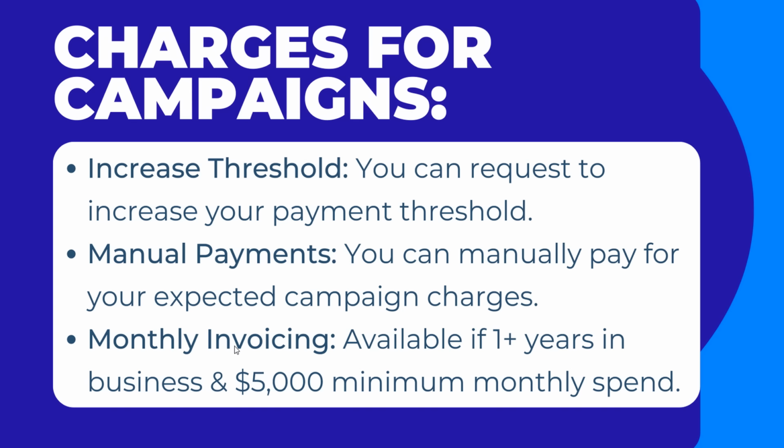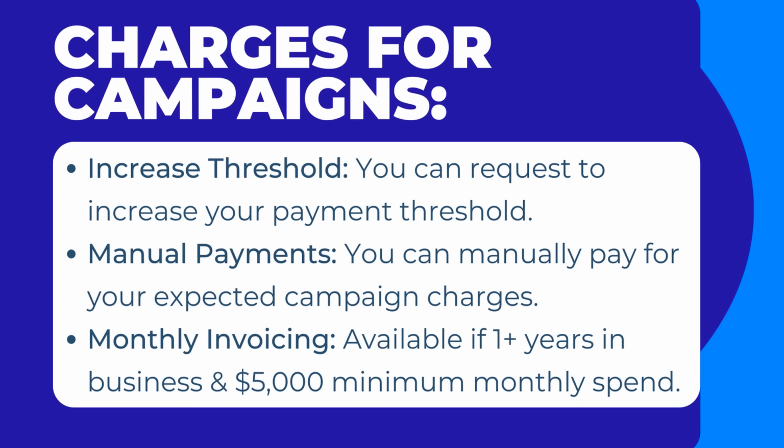The one last thing is monthly invoicing. If you are in business for over a year and you have a $5,000 monthly spend, you can request to use monthly invoicing, where Google Ads actually extends you a line of credit. They're not going to charge you any interest as long as you pay your bill on time. At the end of the month, you get an invoice, and you have to pay that invoice by a certain date. There are different payment methods available, and it does vary by country as well. Make sure you're looking at all of the options in your country, because it's going to be different in the United States than it is in some of the other countries.